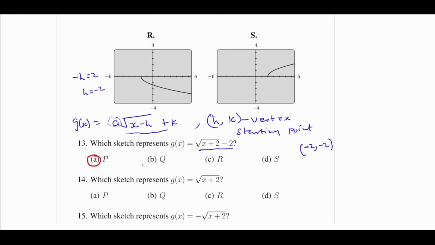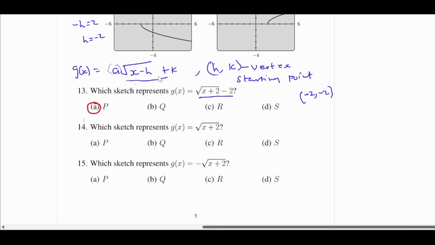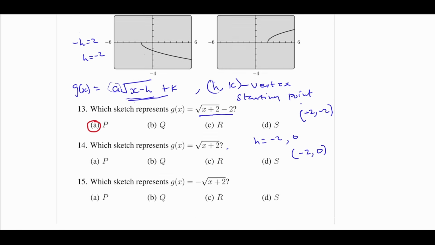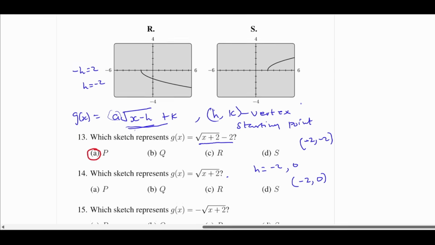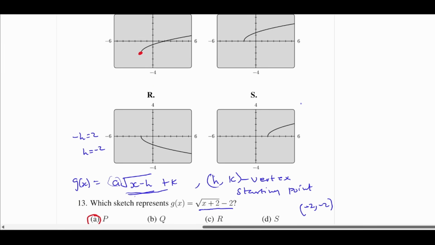Then we go to question 14, sorry. Question 14, we have this. What we have here is root of x plus 2. So we compare this one to what we have here, and when we compare, h will be negative 2. And then what is our k? There is no k here, so it is 0. So our vertex is negative 2, 0. Now we come to the graph. For the graph, we have negative 2, 0 here, and then we have another one, negative 2, 0 here.